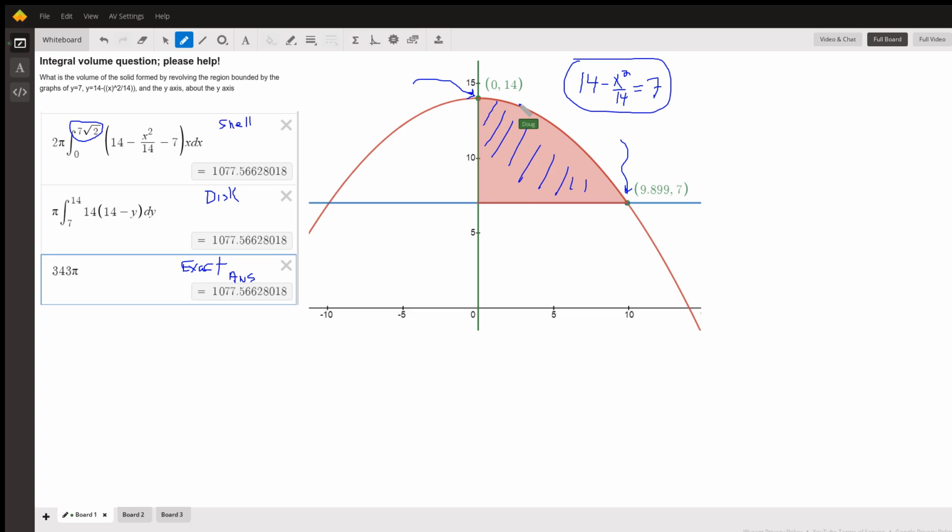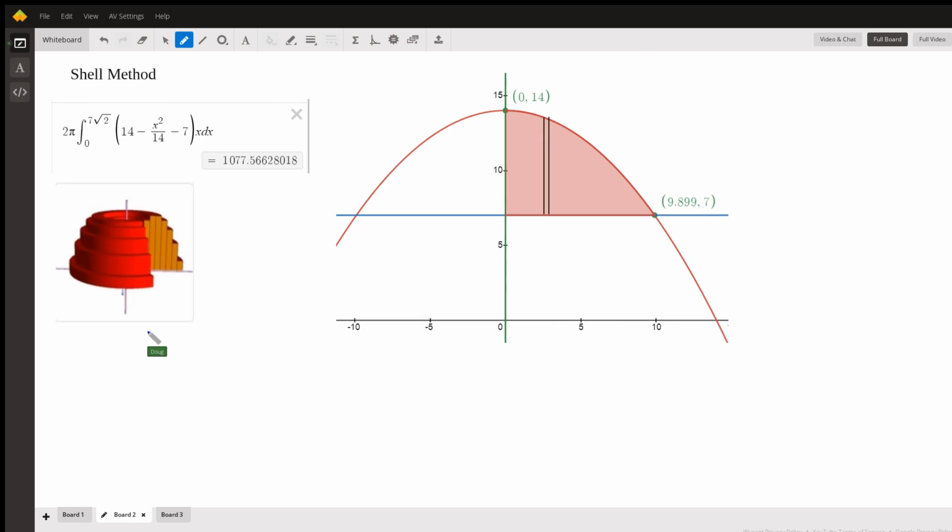Most straightforward would be to use the shell method. So I'll go to board 2. The shell method, we're revolving these individual shells around the axis of revolution. And the formula is 2 pi times the integral from a to b of the height of the shell times the average radius. The average radius being the distance from the axis of revolution to the center of the shell, okay, which in this case will be x.